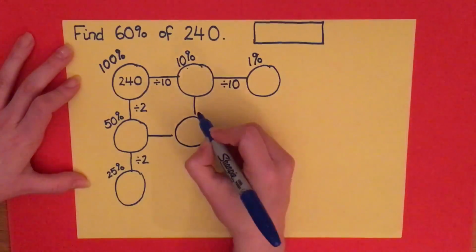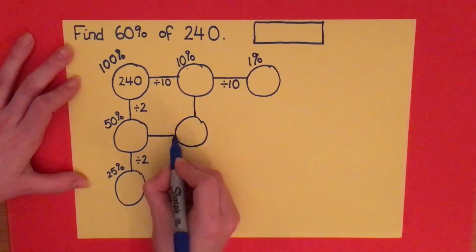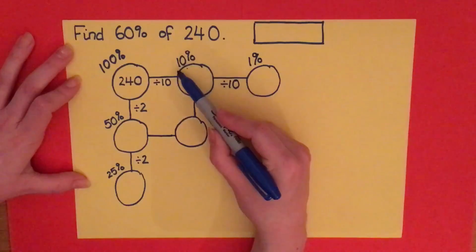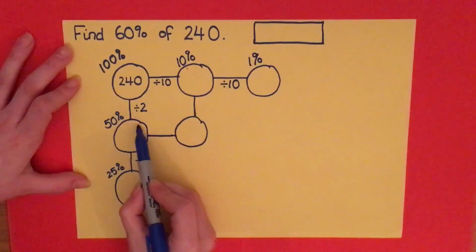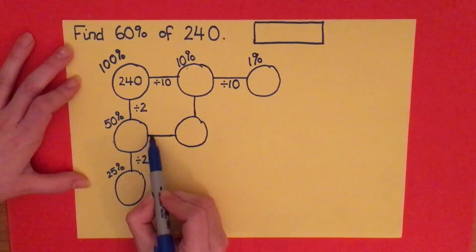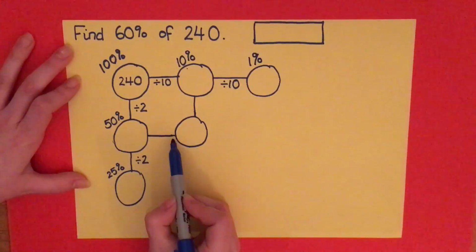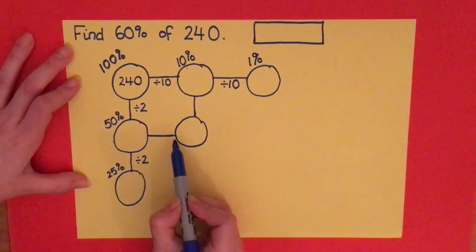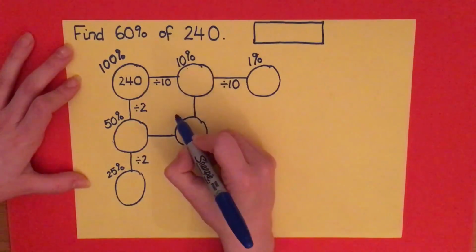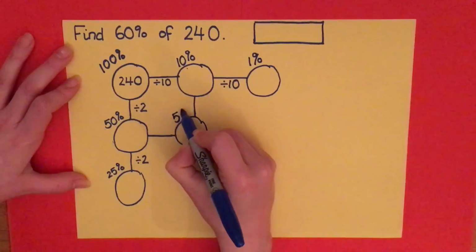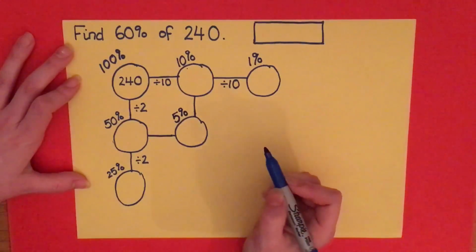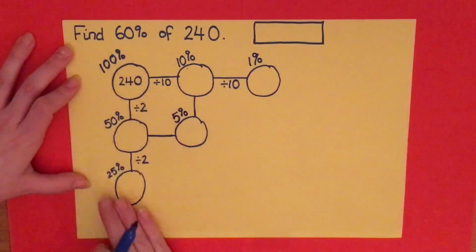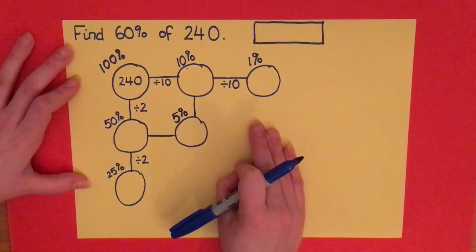I wonder if you can guess what this one's going to be. So I can either take from my 10% and halve it, or I can go from my 50% and divide it by 10. I wonder if you've got the right answer. It's 5%, that bubble. That's what that bubble is worth. So that's the frame for the bubble method.